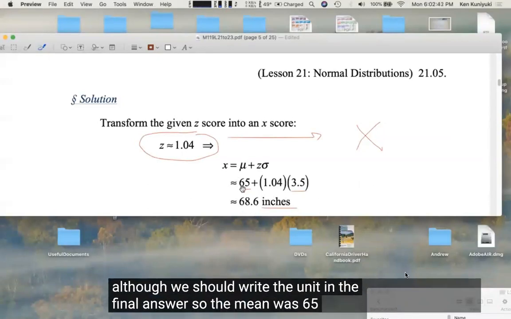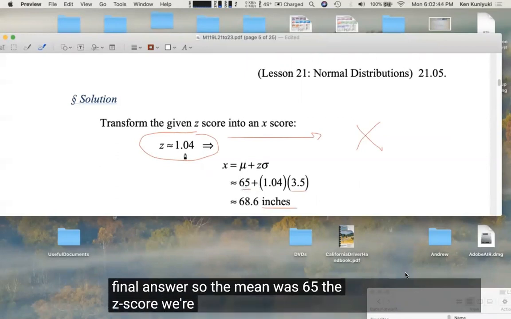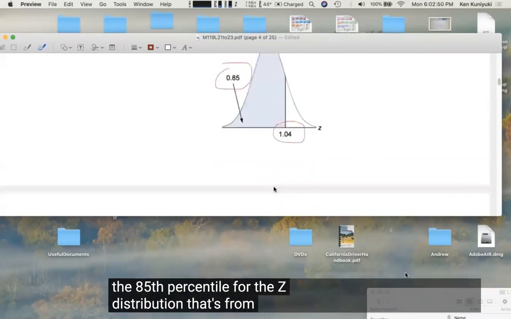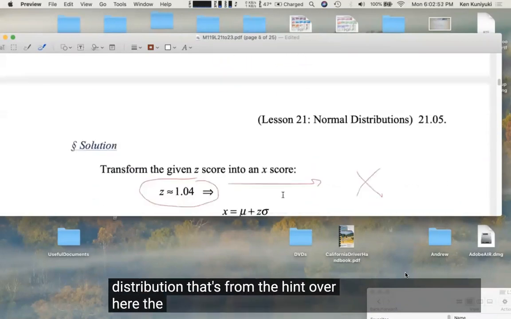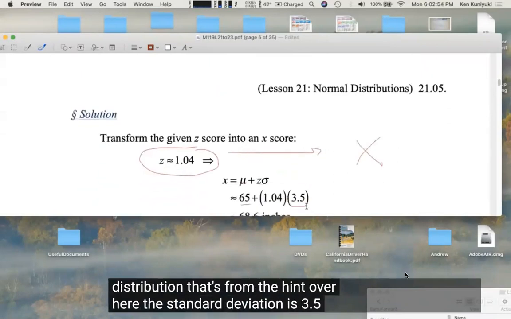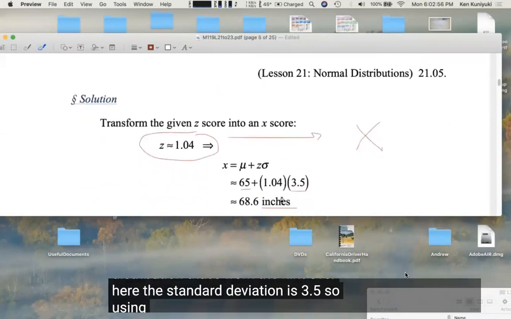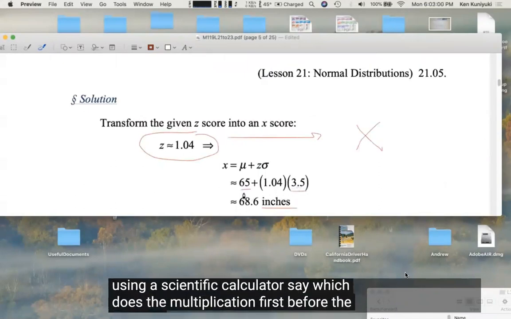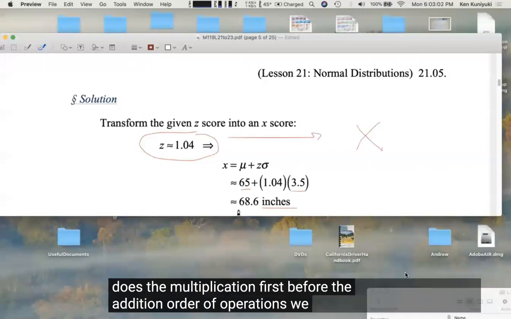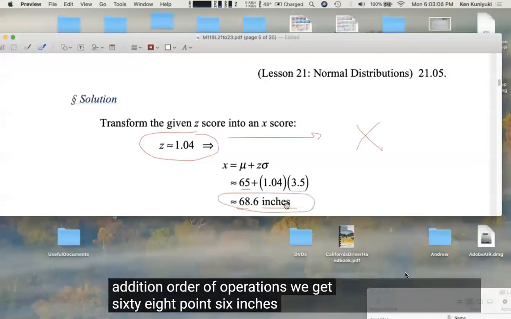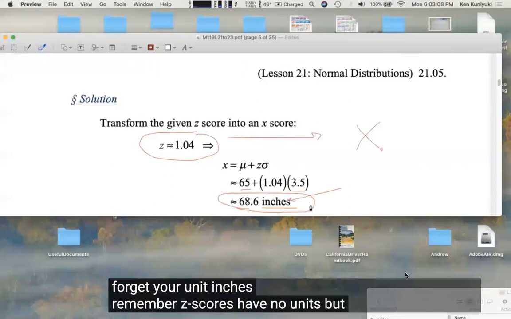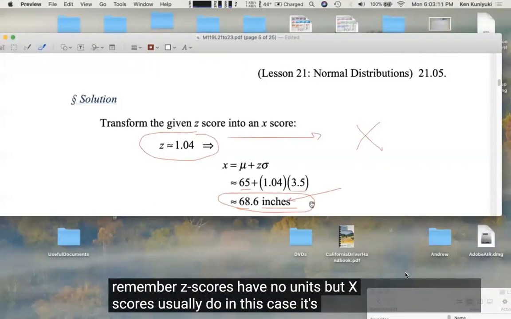So the mean was 65. The z-score we're looking at is 1.04. That's the 85th percentile for the z distribution, from the hint over here. The standard deviation is 3.5. So using a scientific calculator, which does the multiplication first before the addition, order of operations, we get 68.6 inches. Don't forget your unit, inches. Remember, z-scores have no units, but x-scores usually do. In this case, it's inches.